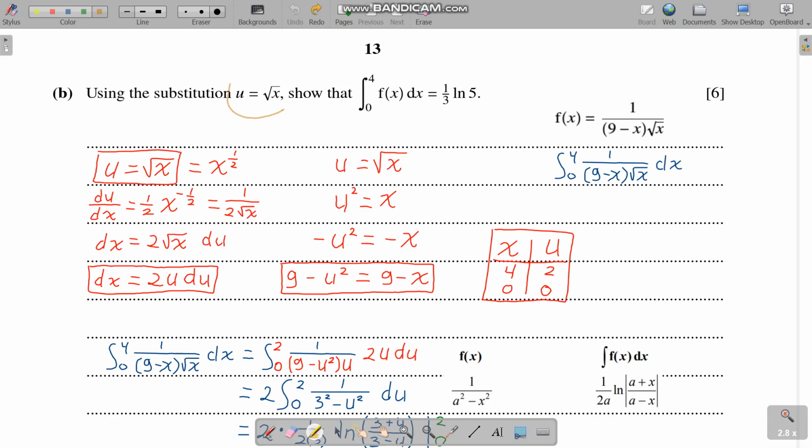So using u equals root x, well, root x is x to the power of 1/2. The du dx is, we bring the power down, so we have 1/2 times x to the power of minus 1/2, which means 1/2 times 1 over root x, so it's 1 over 2 root x.